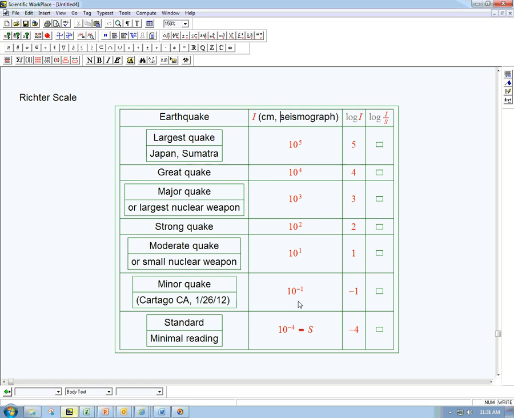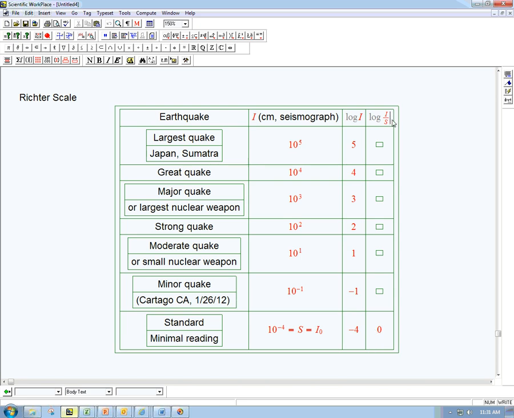The problem with that is you're going to get negative numbers, and nobody really likes negative numbers unless they have to. So instead, we're going to do what we did with the decibel scale: take these numbers and always divide them by what we call S, the standard minimal reading. This could also be called I sub 0, the intensity of the minimal thing you want to put on the scale. This is what we're going to set to have magnitude 0. So we take this and divide it by itself. We get 1. I over S is 1. The log of 1 is 0. So that's going to have magnitude 0.